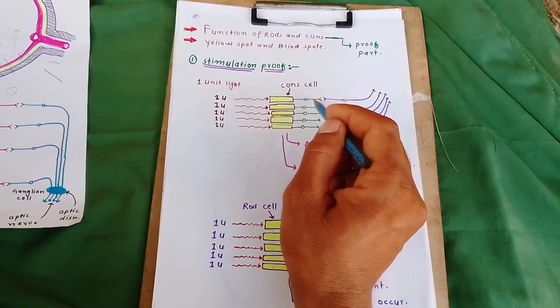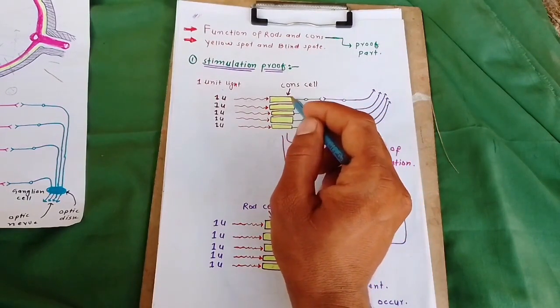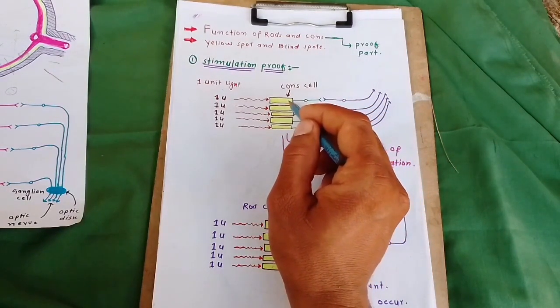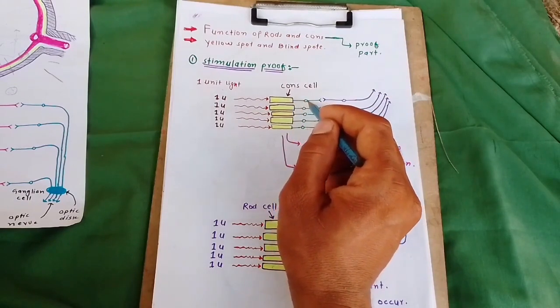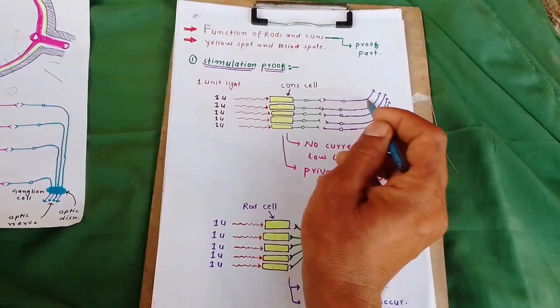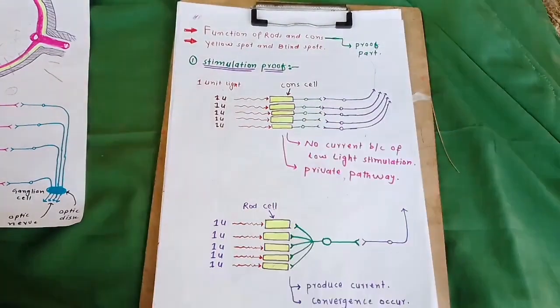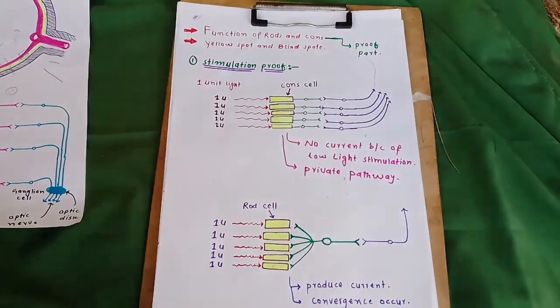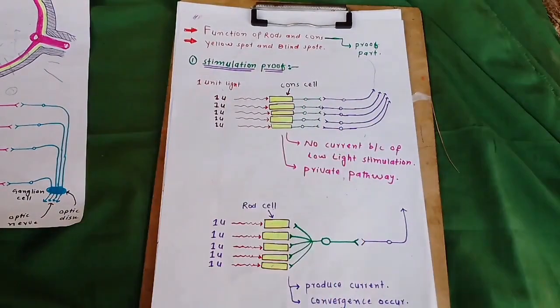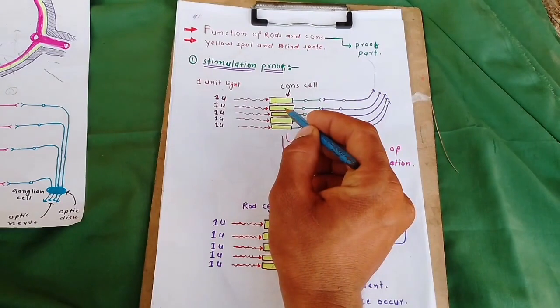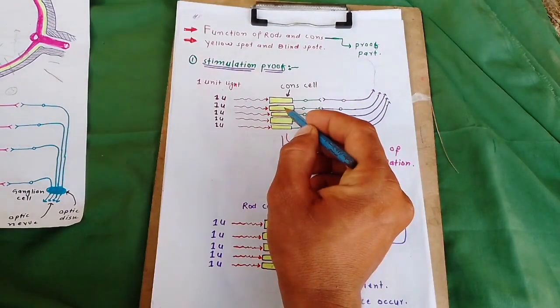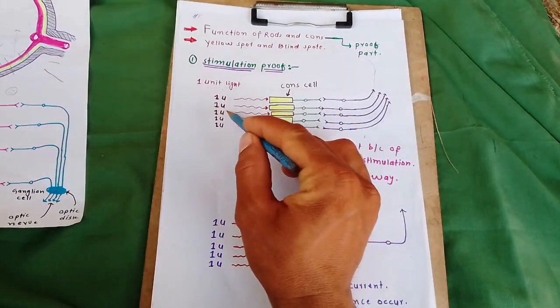This is the bipolar cell, and this is the ganglion cell. In the cone cell connection, each cone cell connects with only one bipolar cell, and each bipolar cell connects with one ganglion cell and carries the signal to the brain. Because this is a private path, it does not stimulate here, because the light is very low. It does not produce a potential in the cone cell, because the light is very dim.